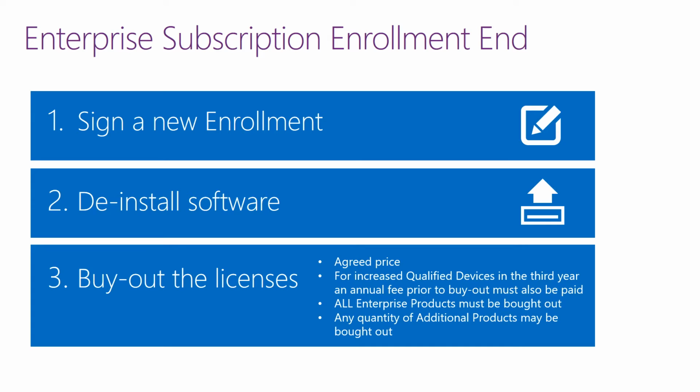You can see that there is an agreed price for every product that the customer has on their enrolment. And there are some important rules to know about if the organisation has increased the number of qualified devices in the third year. In this case, they must pay an annual fee for the additions prior to buyout. And if they do decide to buy out the enterprise products, then they must buy out the same number of licenses as they have qualified devices. As usual, there is flexibility with the additional products, and an organisation can choose to buy out some, all, or none of their additional products.